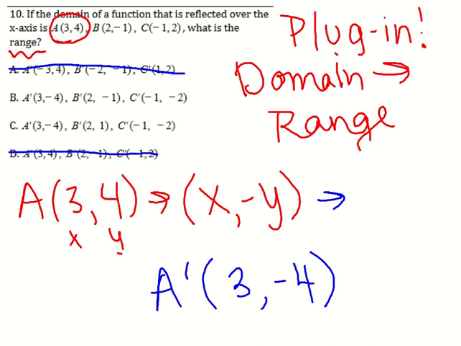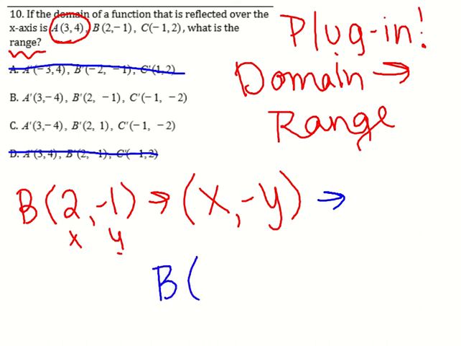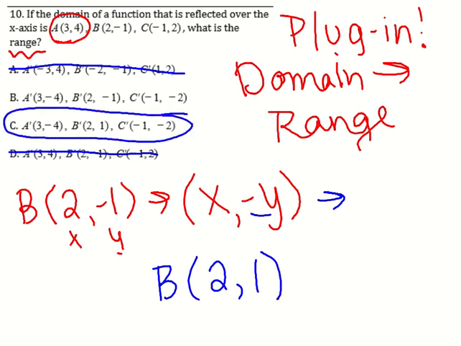So the next one we need to look at is option B. My B is at (2, negative 1). And I want to take that and reflect it over the x-axis, (x, negative y). So my x stays the same, but my y changes. So that will now be a positive 1. And my option choice there is option C.